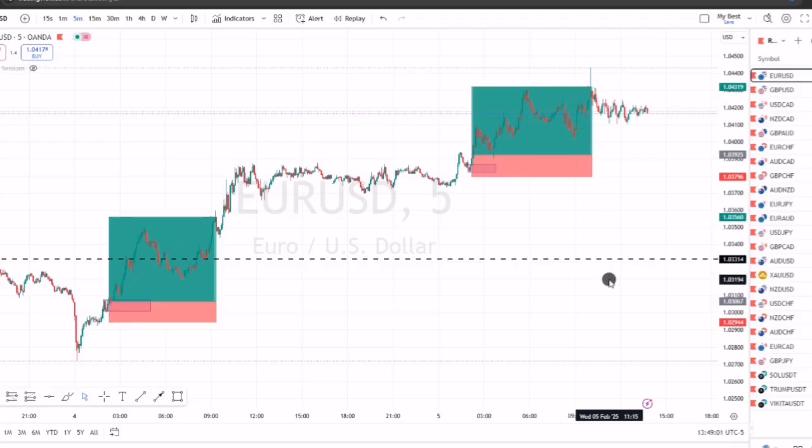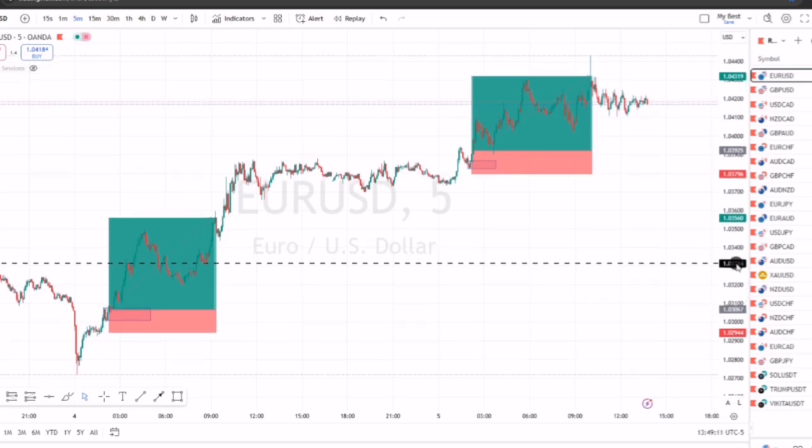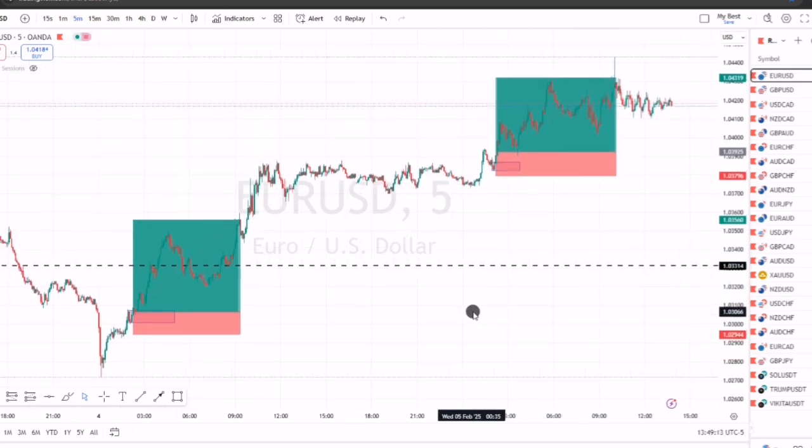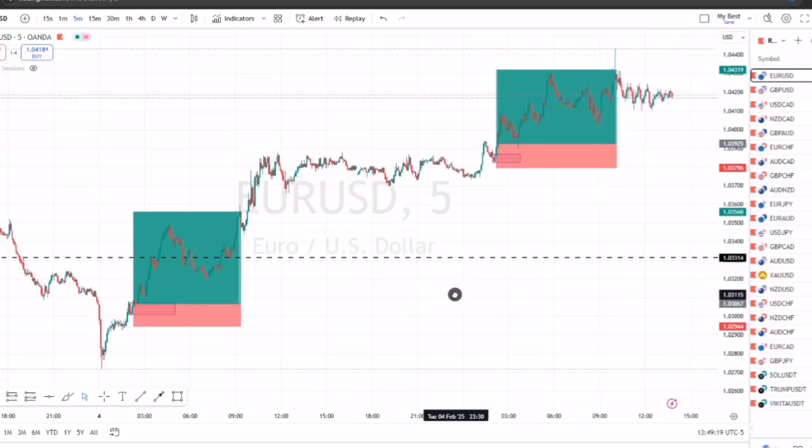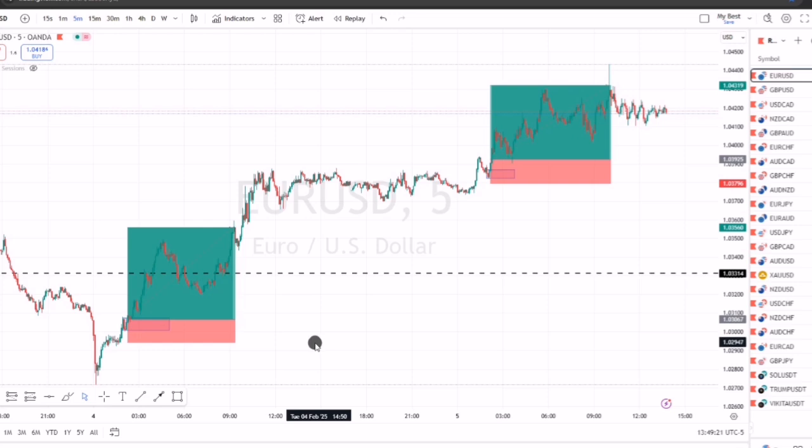So what I want to do today is to give you the rules of this strategy. Remember, this is the easiest strategy you will find on the internet. The easiest strategy. But there are certain rules that you need to keep for you to get these good results. Okay, for example, right here, this is a perfect example.